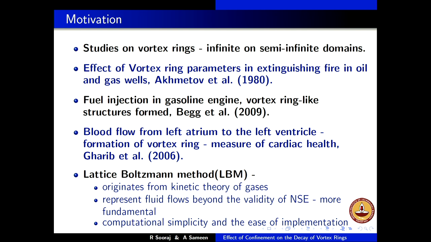In fuel injection, Begadol et al. have found that when fuel is injected inside a gasoline engine, it forms vortex ring like structures inside the cylinder. While studying the blood flow inside the heart, Garib et al. found that when the blood flows from the left atrium to the left ventricle, vortex rings are formed, and studying the quality of these vortex rings can predict cardiac health.